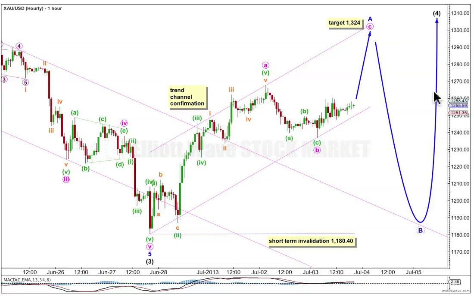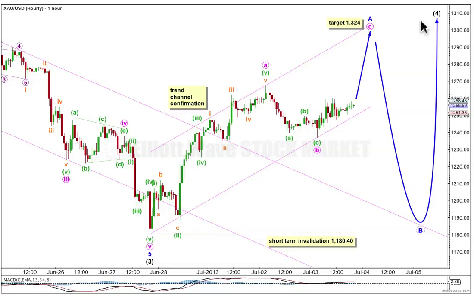When that's done, we should see another big upwards movement for a C wave, which would be extremely likely to move beyond the end of the A wave to avoid a truncation and a rare running flat. So overall, we're going to have some really choppy, overlapping sideways movement for this fourth wave correction for another 2 or 3 weeks probably at least.